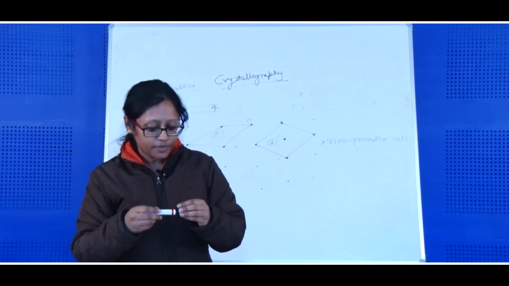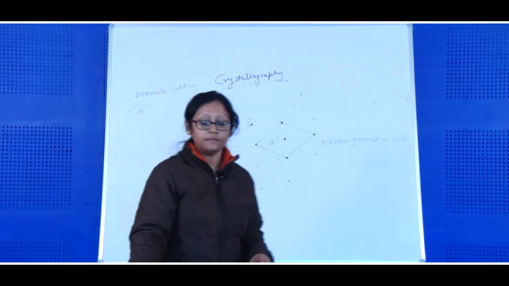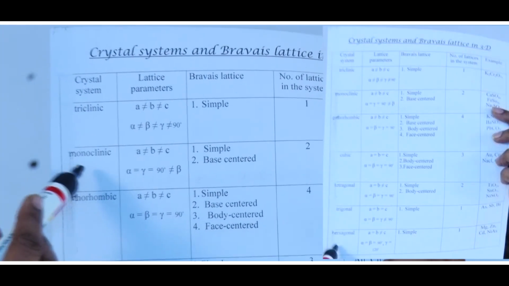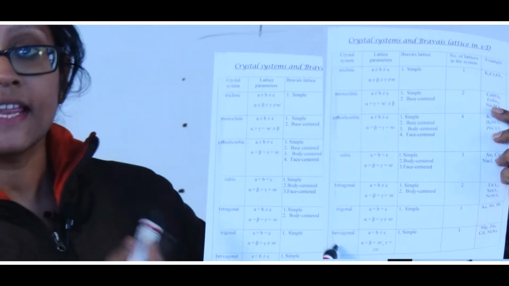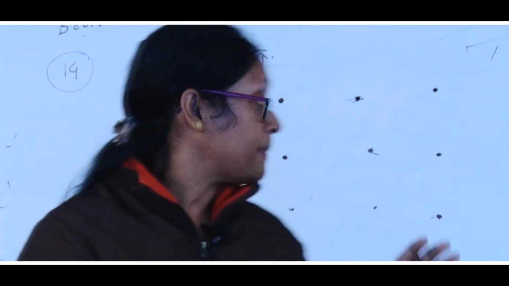The 7 types of crystal structures, I will read out the names from the table. You can see the table. In the table, you can see the names of the crystal structures. These are triclinic, monoclinic, orthorhombic, cubic, tetragonal, trigonal and hexagonal. Now, how can these crystal structures be categorized?